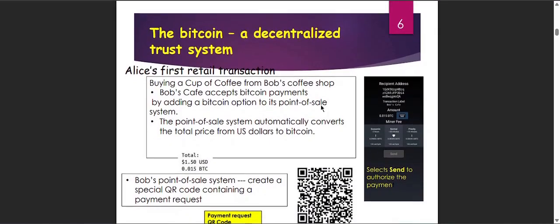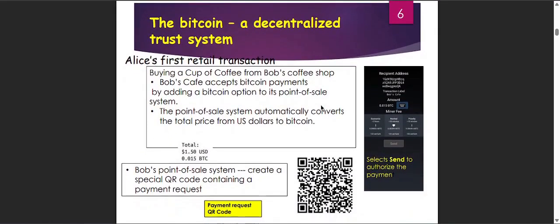As I told you earlier, Bitcoin is a decentralized trust system. Here is an example scenario with Alice and Bob. Alice sends the first retail transaction. For instance, she is buying a cup of coffee from Bob's coffee shop. The cafe accepts Bitcoin payments by adding the Bitcoin option to its point of sale system.